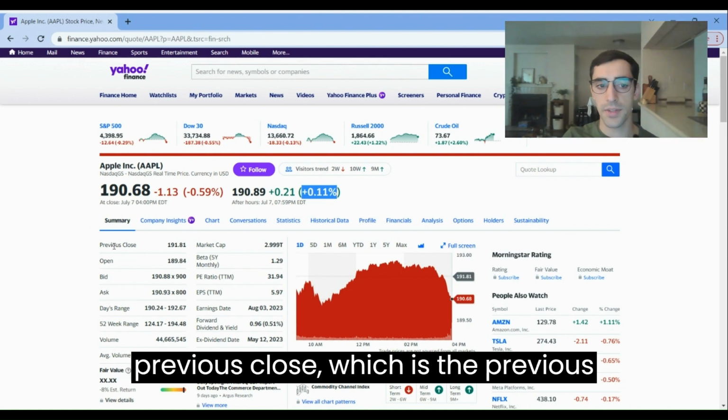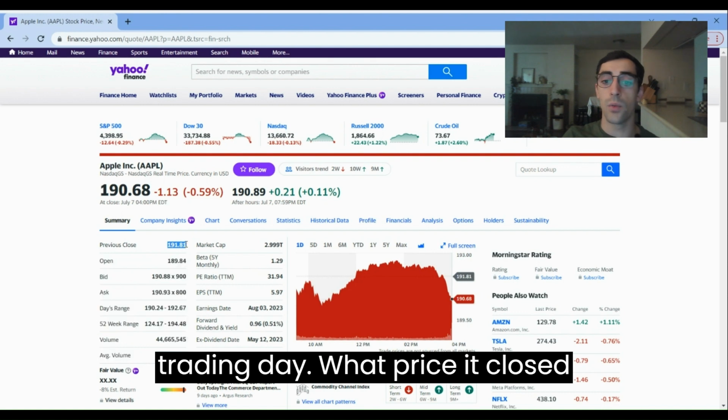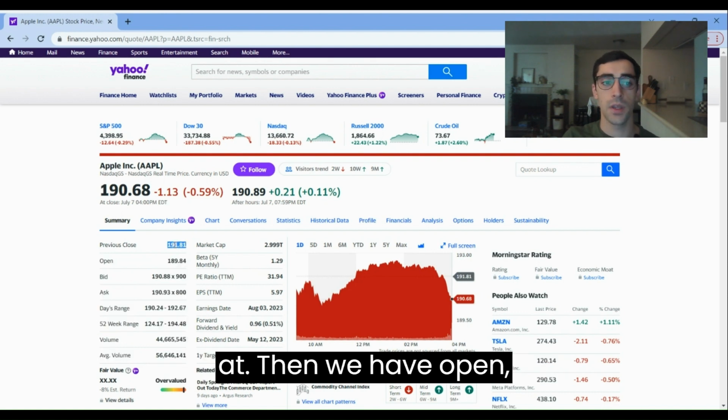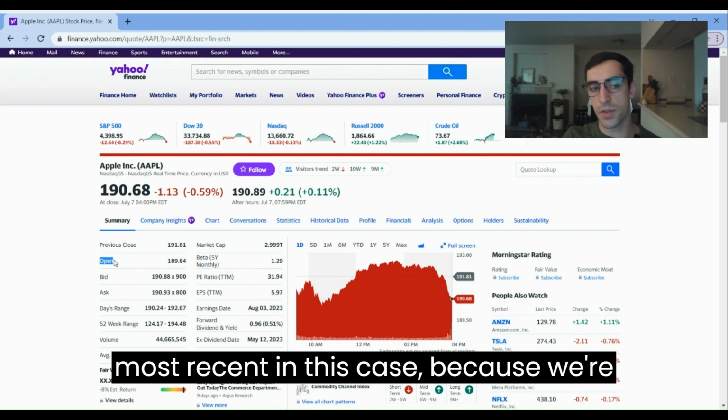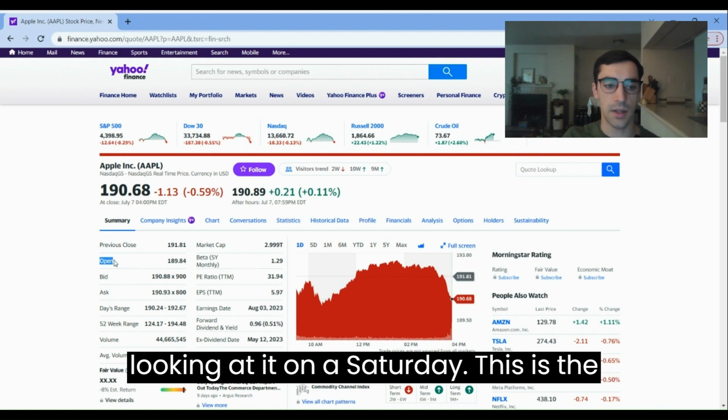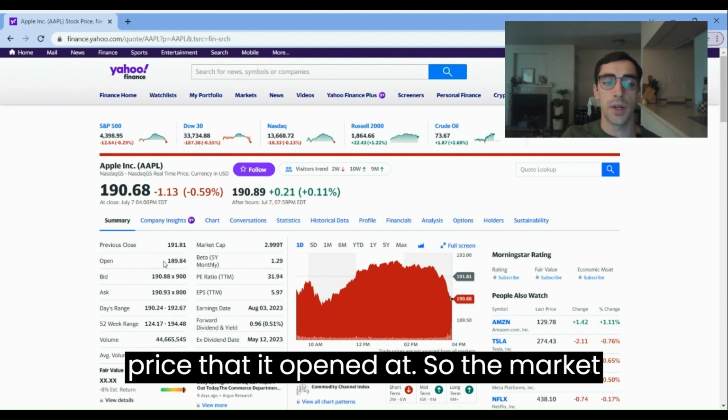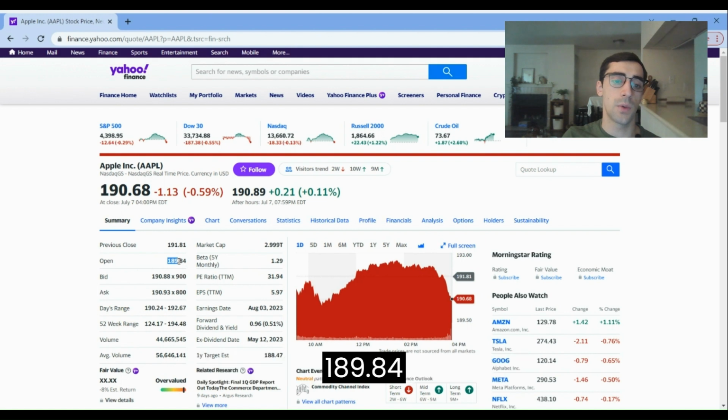And down here, we've got the previous close, which is the previous trading day, what price it closed at. Then we had open, which is the current trading day, or most recent in this case, because we're looking at it on a Saturday. This is the price that it opened at. So the market opened and Apple was at 189.84.